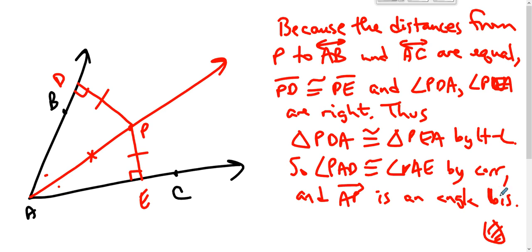So now we have a property of points on an angle bisector that high school geometry students use all the time. Great.